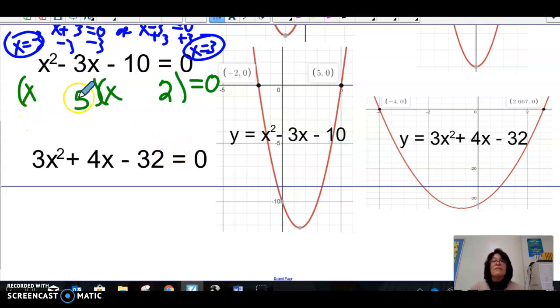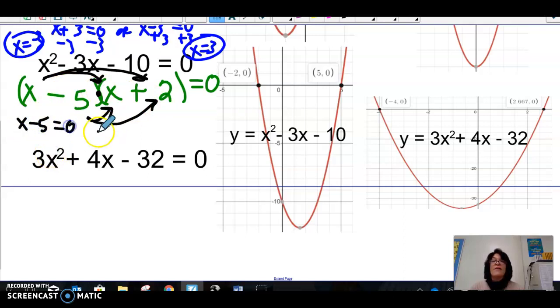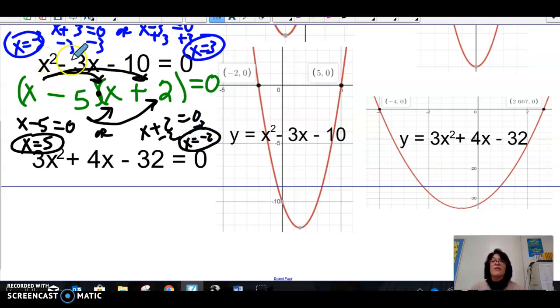And then I notice that if 5 is negative and 2 is positive, when I FOIL this back together, I get x squared plus 2x minus 5x, that'll give me the minus 3x in the middle, minus 10. So I have it factored. These two multiply to equal 0. So either x minus 5 equals 0 or x plus 2 equals 0. If I add 5 to both sides, I get x equals 5. If I subtract 2 from both sides, I get x equals negative 2. The solutions to this quadratic equation are 5 and negative 2.